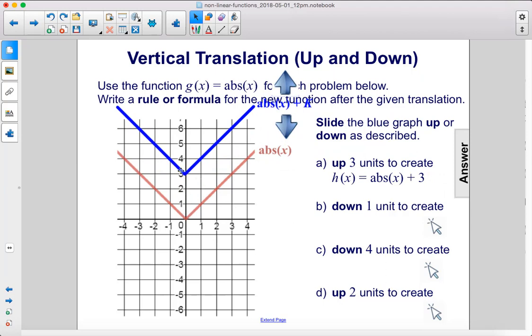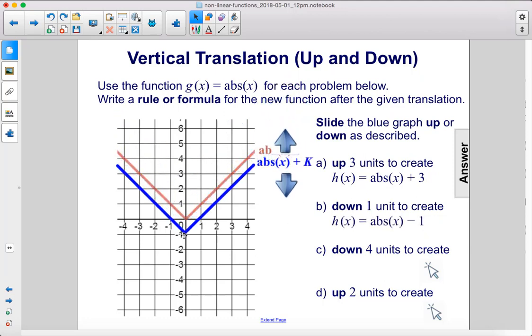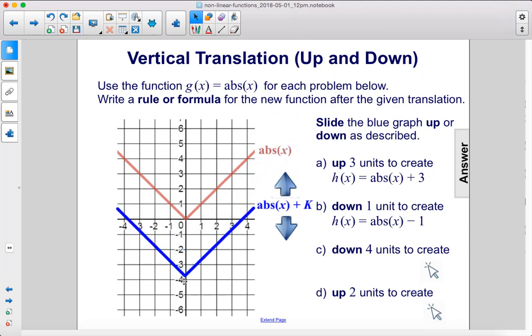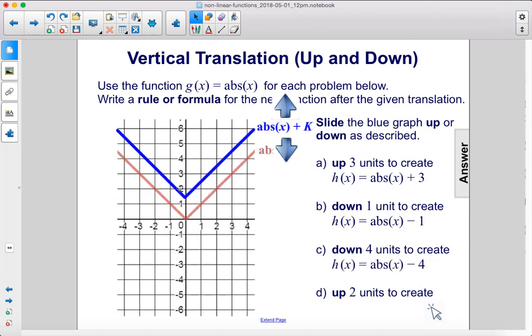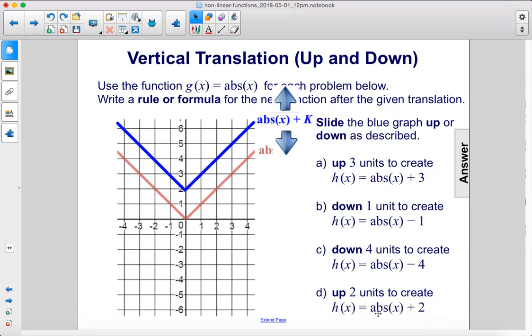So this is the absolute value of x plus 3. Now we're going to move it down 1 unit from the red graph, and we have the absolute value of x minus 1. Then we can move it down 4, down to here, and that is the absolute value of x minus 4. And we can also put it up here, and that would be the absolute value of x plus 2.